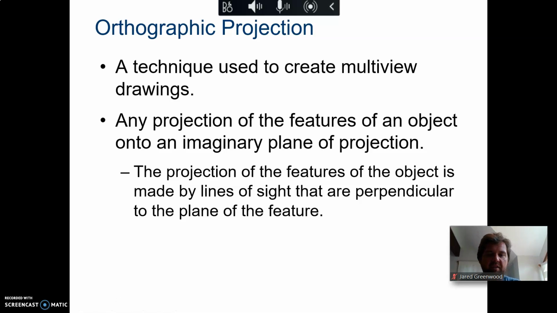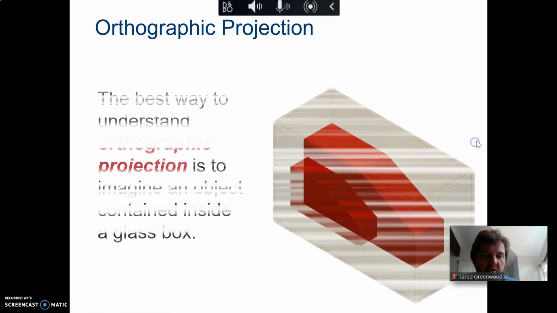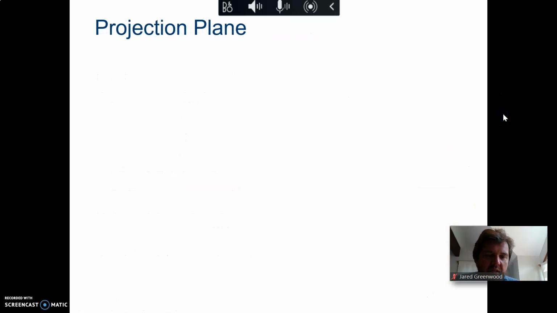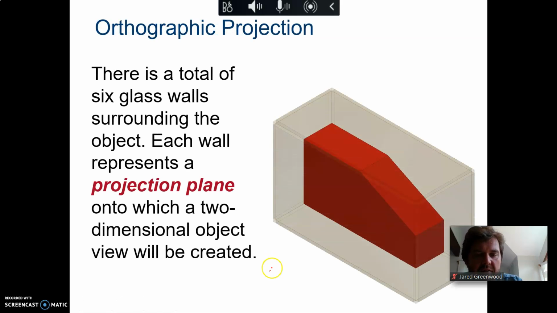And we have to think of this as an imaginary line of sight when we're looking at things perpendicular to the plane. So what we mean with all those fancy words is our line of sight is right here for our front view.